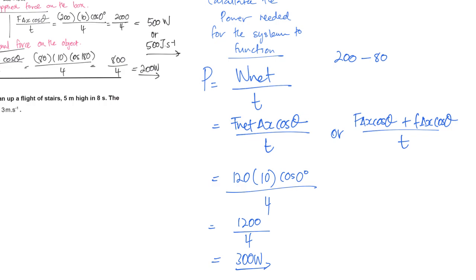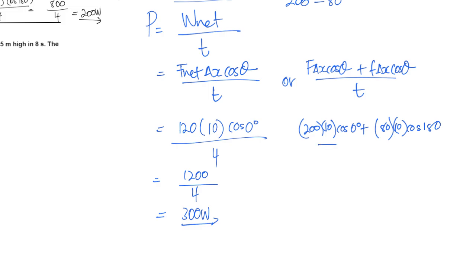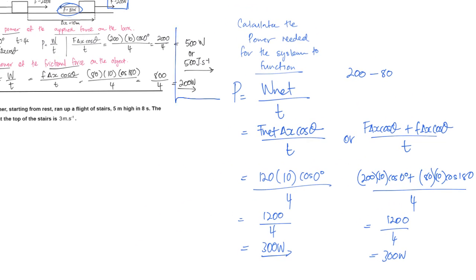Right? Essentially, I could have done the same thing here and said 200 times 10 cos 0 plus 80 times 10 cos 180 all over 4. Same thing, 1200 over 4, and I'm still going to get 300 watts. If I look here at my answers in this little zone, I could have also said 500 minus 200, and that would have given me 300.